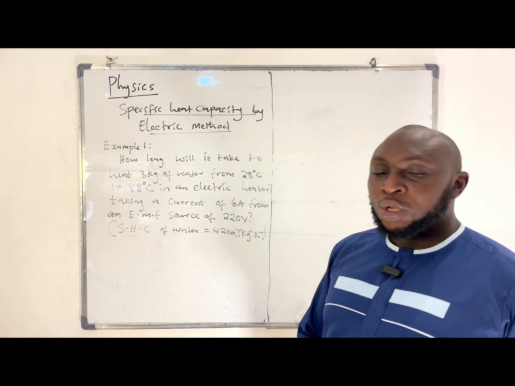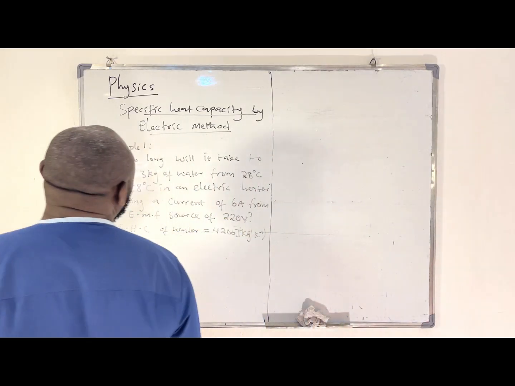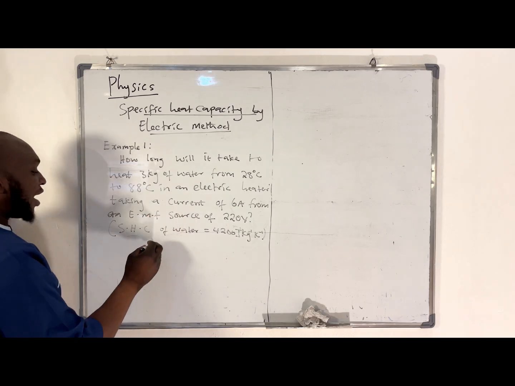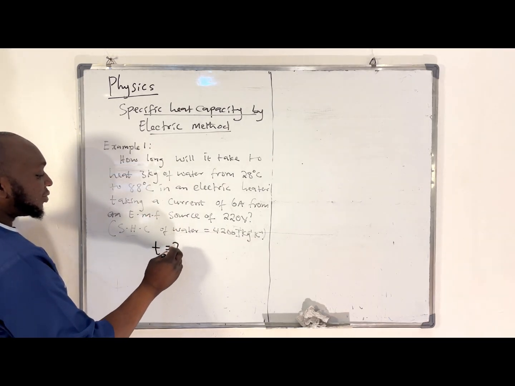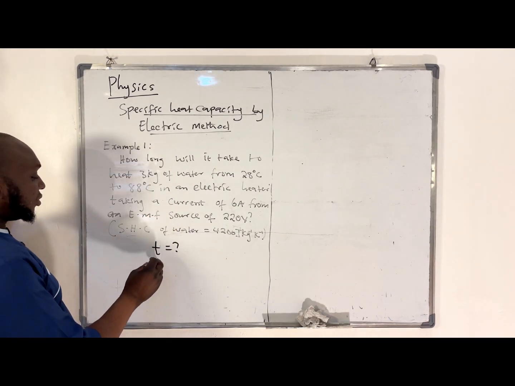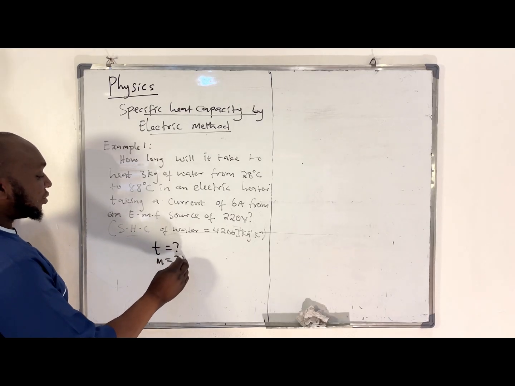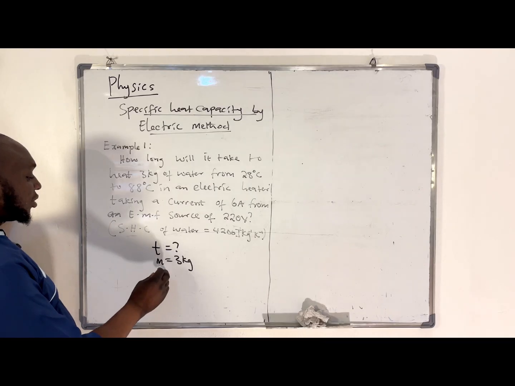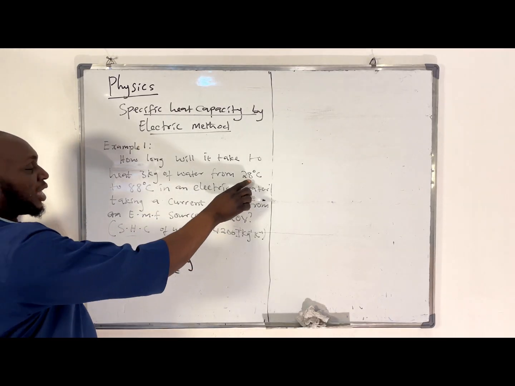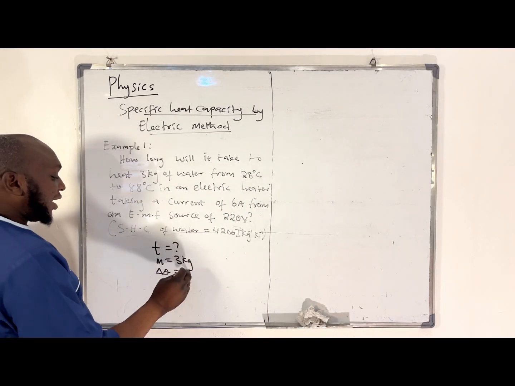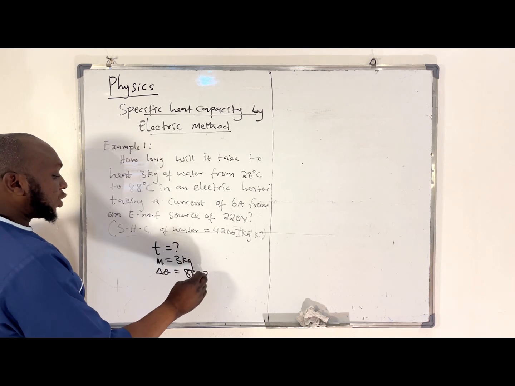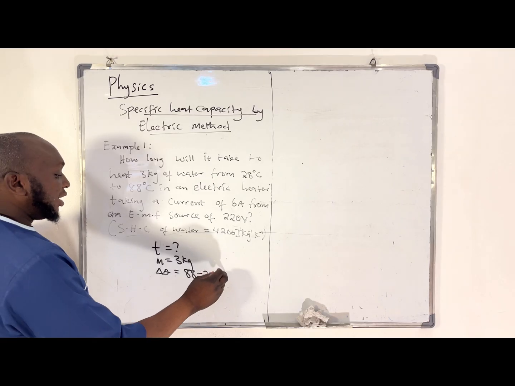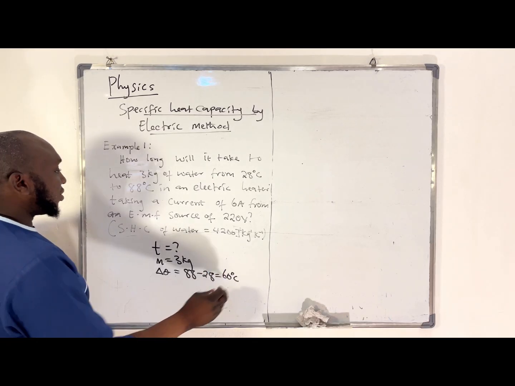So the first thing to do is highlight the data. We are asked to find time. Time, we don't know it. The mass is given. M is 3 kg. The change in temperature in this question is what? Temperature change from 28 to 88. That is 88 minus 28, which equals 60 degrees Celsius.